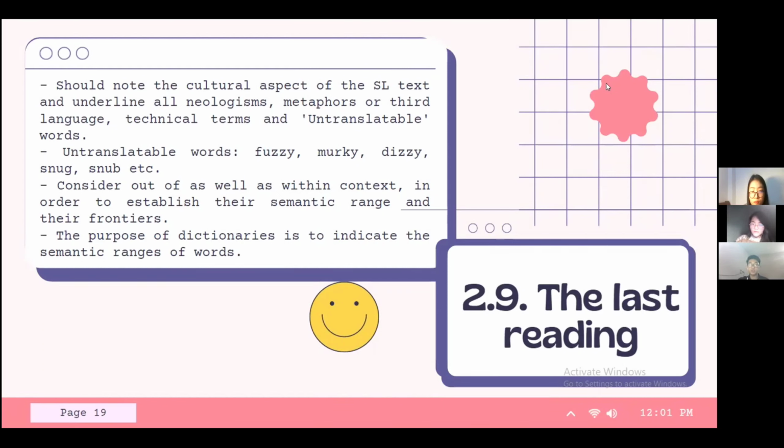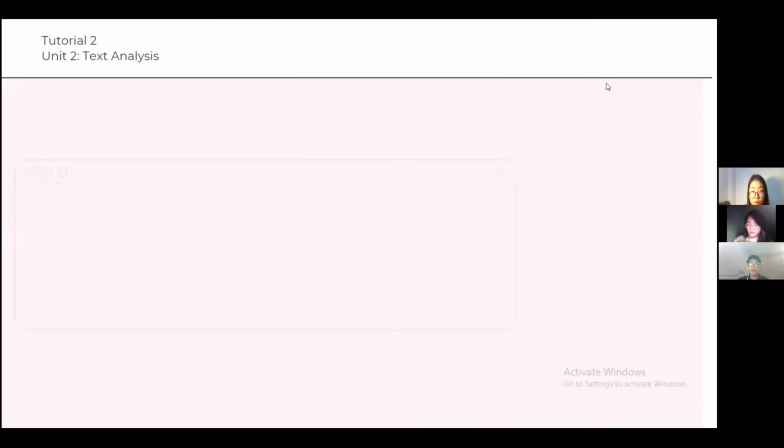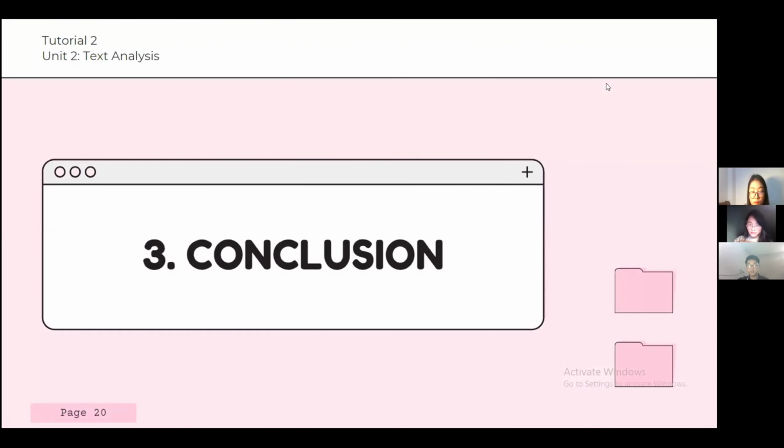In conclusion, we have gone through the role and factors of text analysis and hope that this knowledge will be helpful for you in translating jobs in the future.